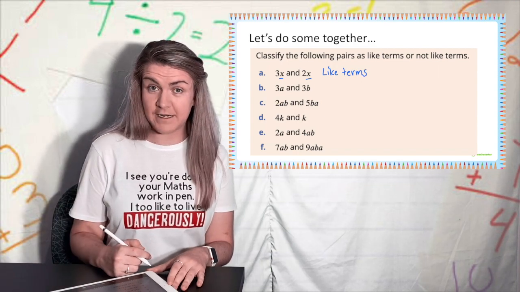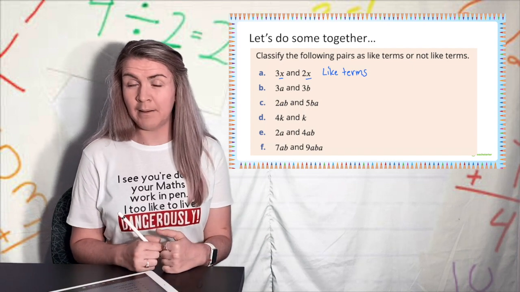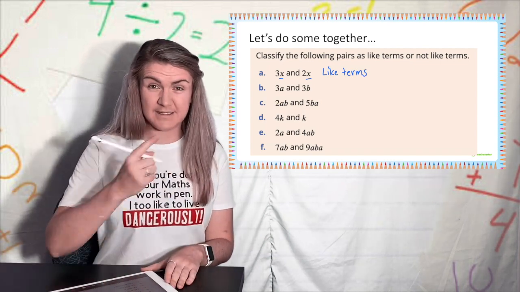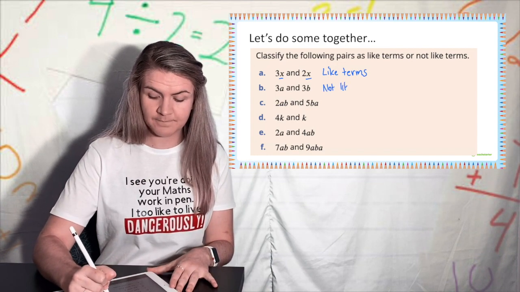3a and 3b, well, they have the same number, but that doesn't matter to me. I'm looking at the pronumerals. And because it's an A and a B, they're not the same. So this is not like terms.